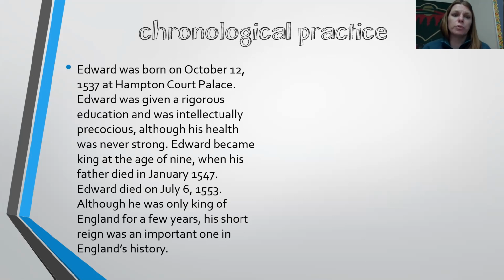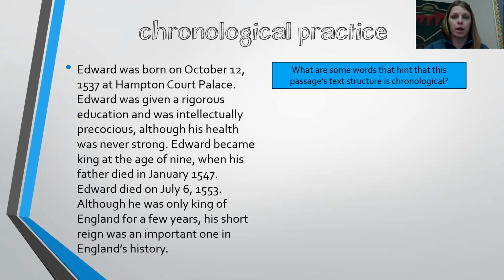Edward was born on October 12, 1537 at Hampton Court Palace. Edward was given a rigorous education and was intellectually precocious, though his health was never strong. Edward became king at the age of 9 when his father died in January 1547. Edward died on July 6, 1553. Although he was only king of England for a few years, his short reign was an important one in England's history. What are some words that hint that this passage's text structure is chronological?